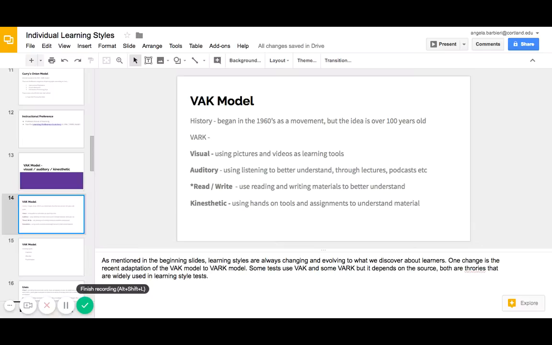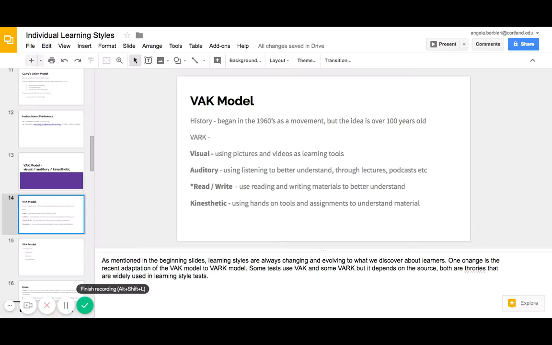For auditory learners, it's using listening to better understand through lectures or podcasts. They don't need that visual piece. They do better when they don't see anything and they focus on one sense, and that's hearing. Sometimes they're better lecture observers, and you might find that these students write a lot of things down as they're listening to you and their heads are kind of down. That can be a great indicator of an auditory learner, so it's important to keep that in mind for those types of students.